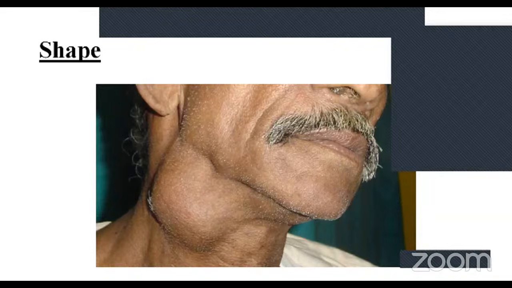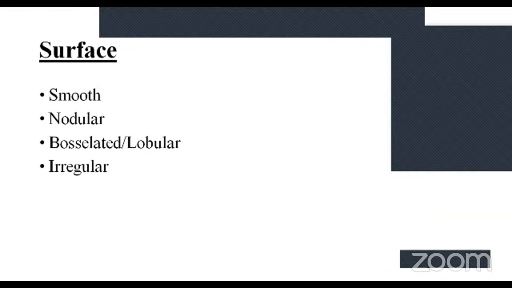That's about shape of the swelling. Then coming to the surface. So we discussed the site, size, shape, and fourthly, the surface of the swelling. On inspection, it can have a smooth surface, it can be nodular with multiple nodules, or it can be very prominent, bosselated, or lobular, or it can be a very irregular, uneven type of surface. These are the possible types of surfaces.